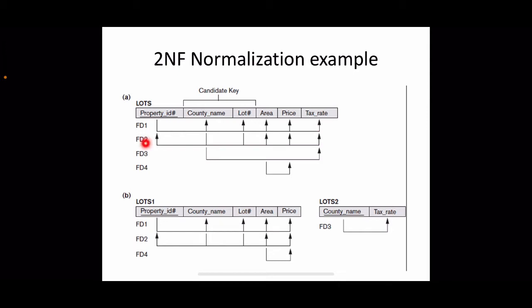And what about the second one? The second candidate key, county name and lot number together, determines the property ID. County name and lot number determine the area. County name and lot number determine the price and tax rate. So these are the functional dependencies based on this candidate key.